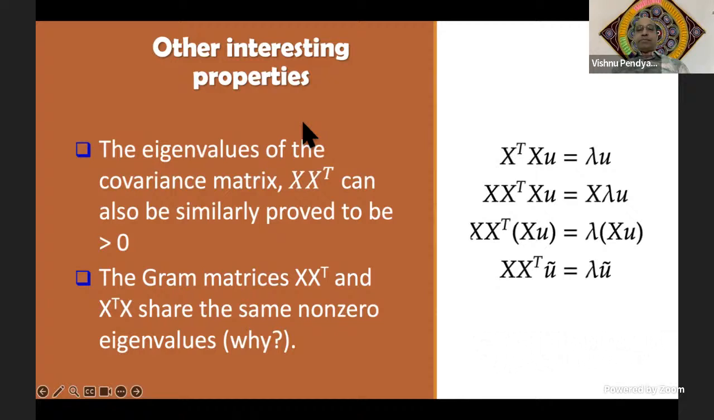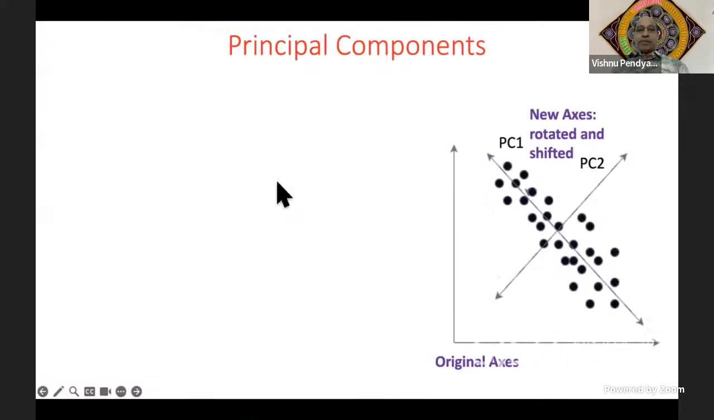Once again, if U is the eigenvector of X transpose X, you can do some jugglery, and then you will eventually end up with the fact that the eigenvalues for both X transpose X and X times X transpose are the same, right? You can pause the video and glance over this proof a little bit, and you'll understand it for yourself. This proof is very simple, so I'll not spend time on that.